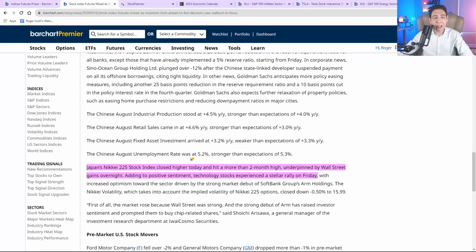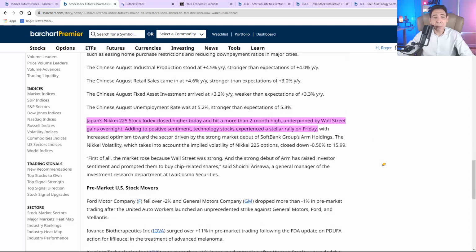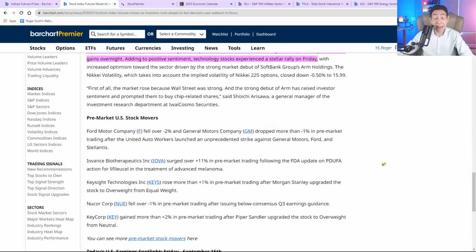Japan's index closed higher and hit a two-month high, very good for us, underpinned by Wall Street's gains overnight. Adding to positive sentiment, technology stocks experienced a stellar rally on Friday. There's a lot of 20-day breakouts right now.